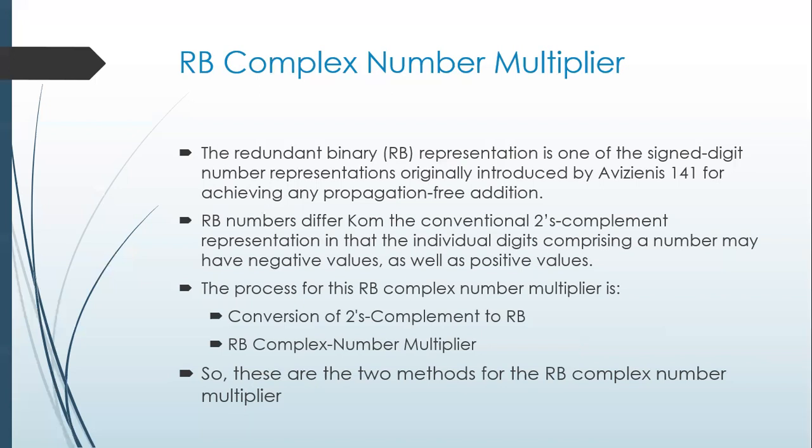The process for this RB complex number multiplier is: first we have the conversion of two's complement to RB, and then apply the RB complex number multiplier. So these are the two methods for the RB complex number multiplier. In conventional multiplying, we use two's complement, and that we have to convert into RB, that is, the redundant binary system. And then we have to apply the complex number multiplier.